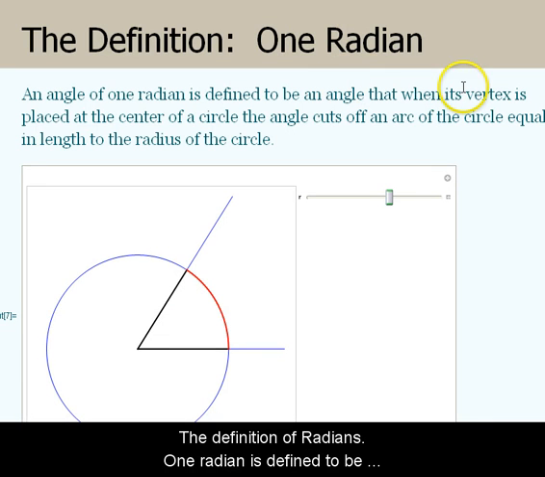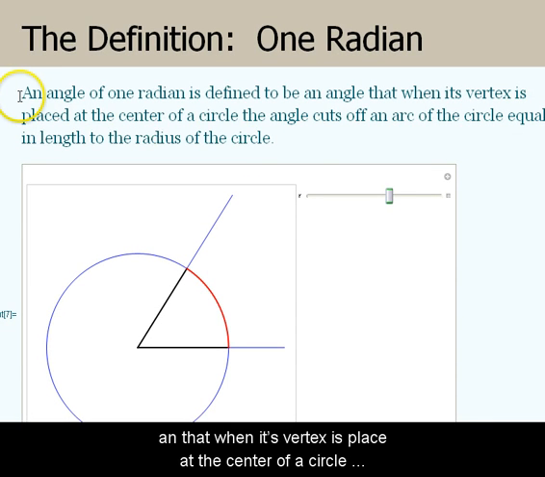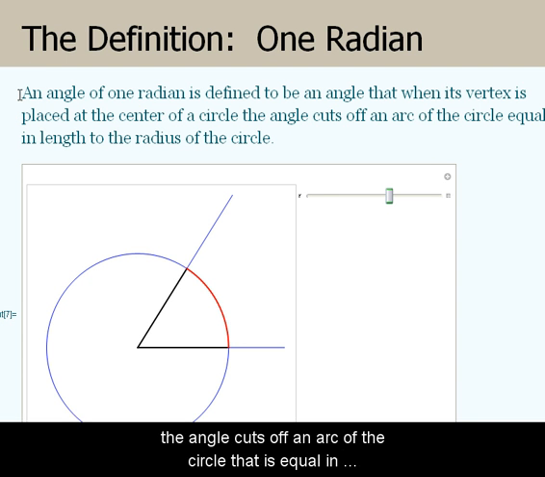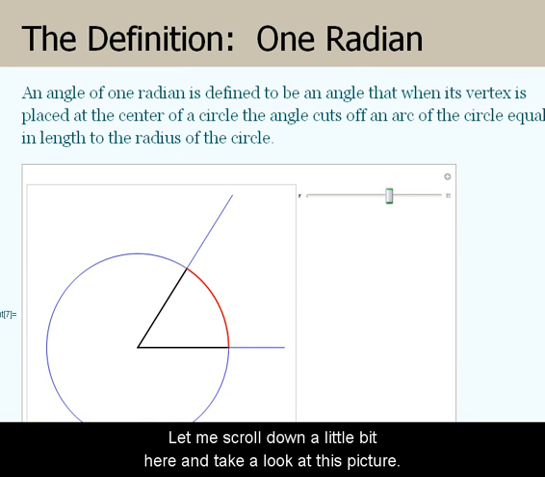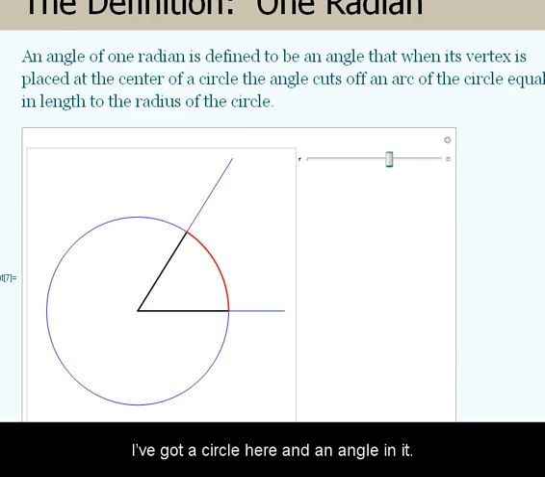Definition of radian. An angle of 1 radian is defined to be an angle that, when its vertex is placed at the center of a circle, cuts off an arc of the circle equal in length to the radius of the circle. Let me scroll down a little bit here, take a look at this picture.